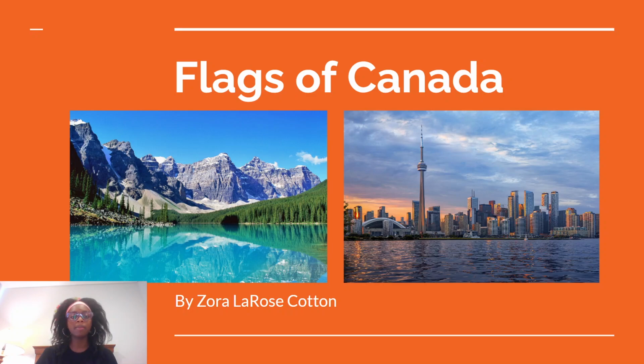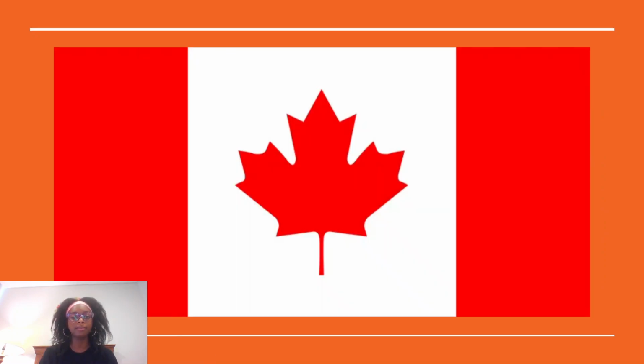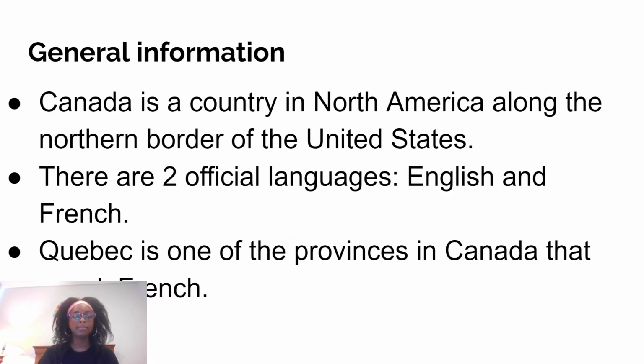Today I'm going to be talking about flags of Canada. Here is the Canadian flag. General information. Canada is a country in North America along the northern border of the United States. There are two official languages, English and French. Quebec is one of the provinces in Canada that speak French.